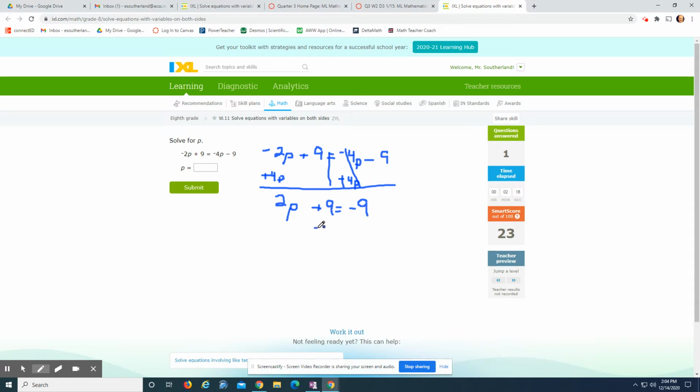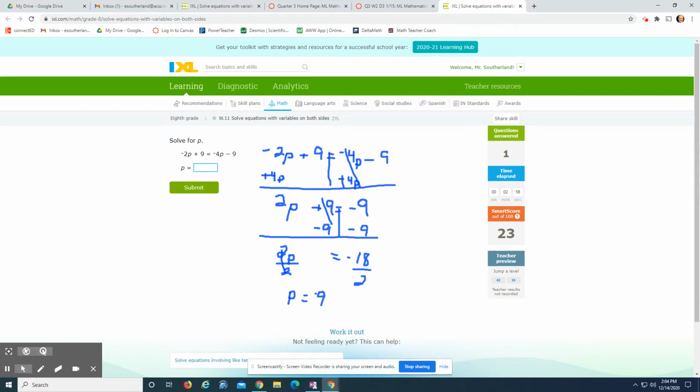I'm then going to subtract 9 so I can put the regular numbers on the right side of the equation. And so it's subtract 9 because it says plus 9. 2p is going to drop down. Those cancel out. The equal sign drops down. Negative 9 minus 9 is negative 18. And then I'm going to divide both sides by 2. P is going to drop down, and those will cancel out. Negative 18 divided by 2 is negative 9. So then I just go up and I type in negative 9.